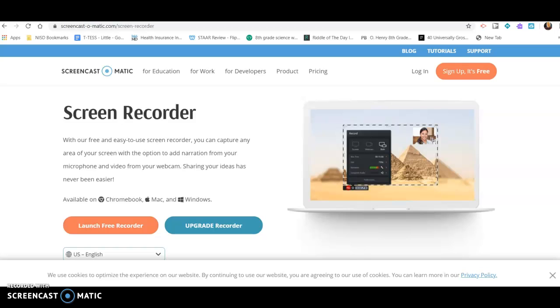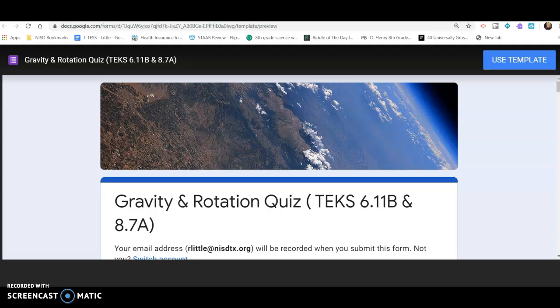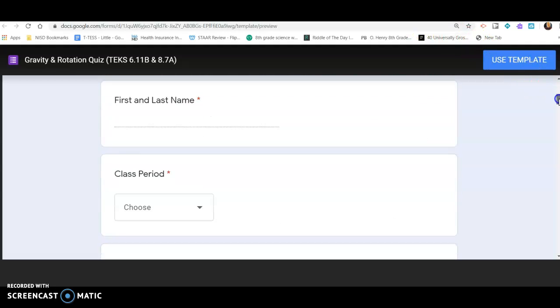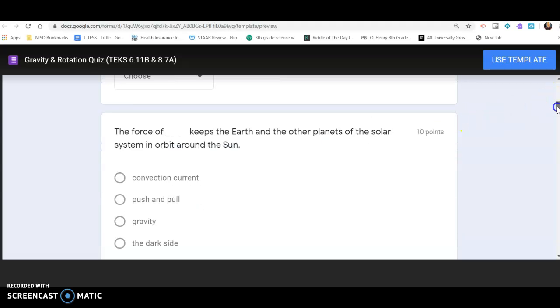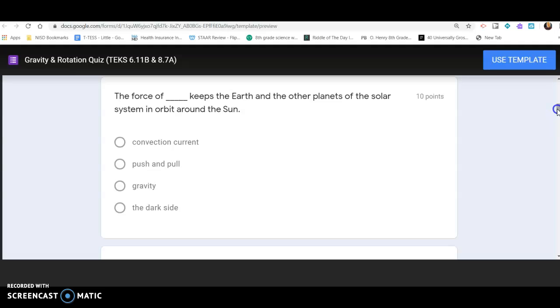Hey, this time around I wanted to go over the oral accommodation for our quiz that we'll be taking this week. It is over gravity and rotation. So I will go ahead and address that. Once you click on the link, you'll fill in your first and your last name as well as your class period, which is right here. You will go ahead and start answering the questions.